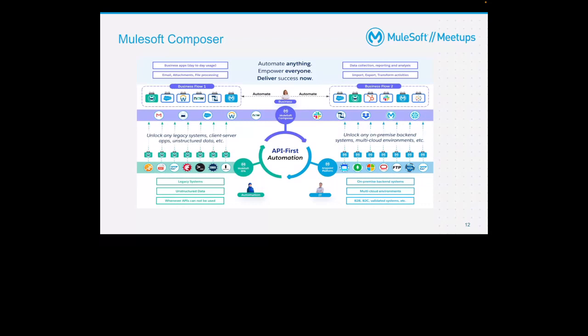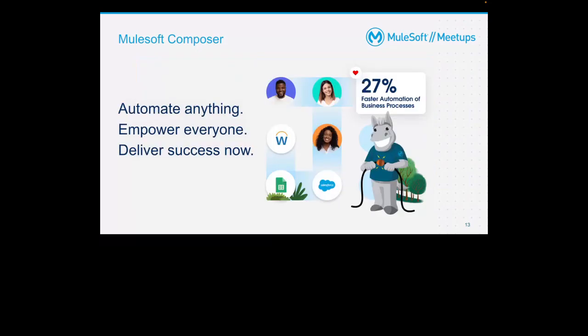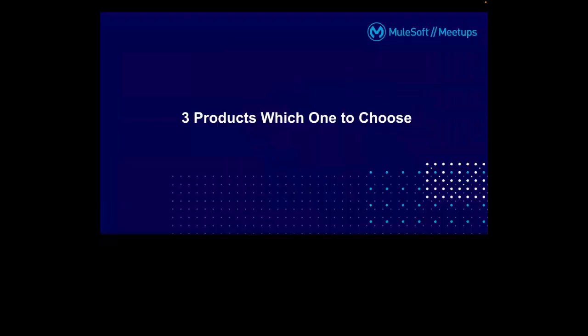So with that, I send my data to AnyPoint platform. AnyPoint platform would then send the data back to my Composer, and my Composer can create records in my Salesforce org. This is the entire power of our MuleSoft automation package. So that's what is rightly said: automate anything, empower everyone, and deliver success now, which truly means the MuleSoft automation package. I said the same wording: automate anything, empower everyone, deliver success now. As I told you, these are the three products: MuleSoft Composer, MuleSoft RPA, and AnyPoint Platform.